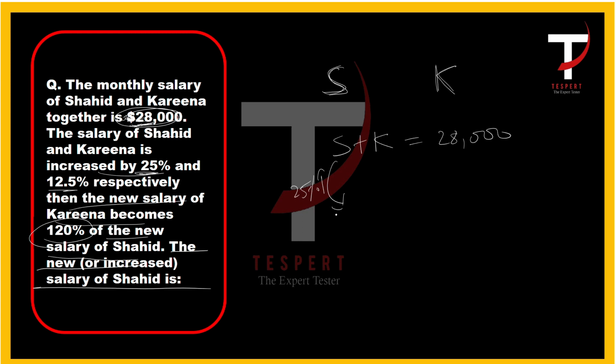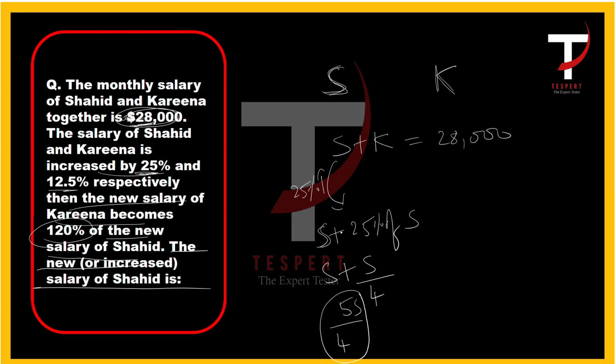Okay, 25%. So the new salary of Shahid becomes S plus, that is old salary plus 25% of S, right? So what is the fraction equivalent of 25%? 1 by 4. So 1 by 4 into S becomes S by 4. So take LCM, we will get 5S by 4. So before the 25% increase, the original salary was S, and after the 25% increase, the current salary is 5S by 4.